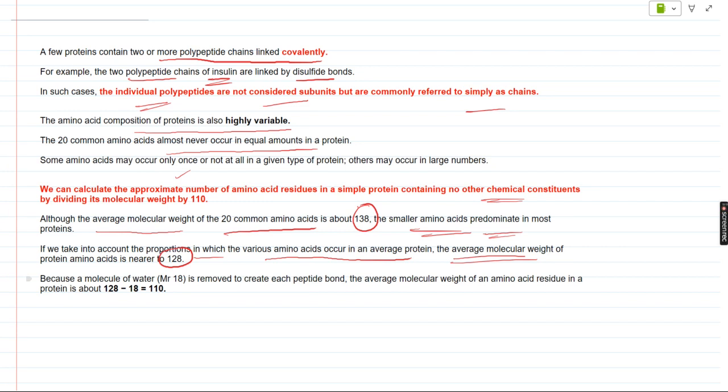However, when you link two amino acid residues via a peptide bond, I already mentioned that there's going to be removal of water. So what's the molecular weight of water? It's going to be 18. So we subtract the molecular weight of water, that is 18, from this 128, and we get the answer to be 110. That's the reason why you have to divide the molecular weight of the protein by 110 in order to get the number of amino acid residues in a given protein.